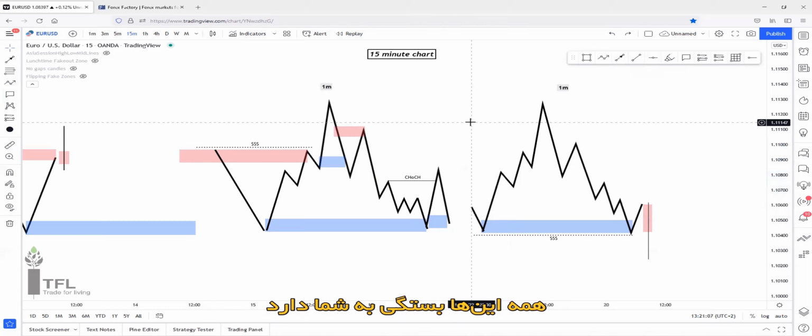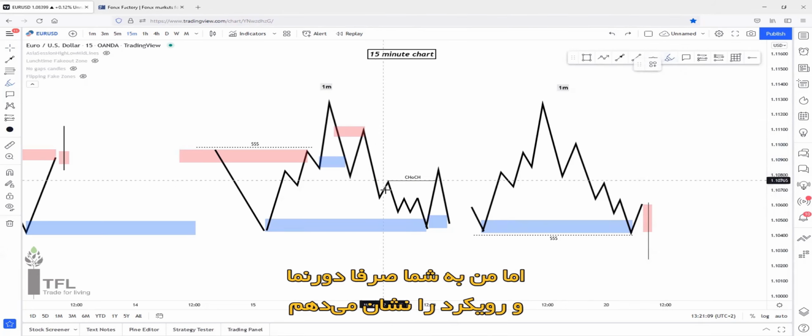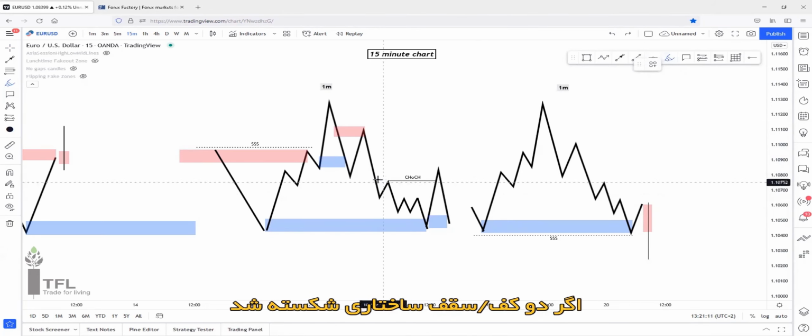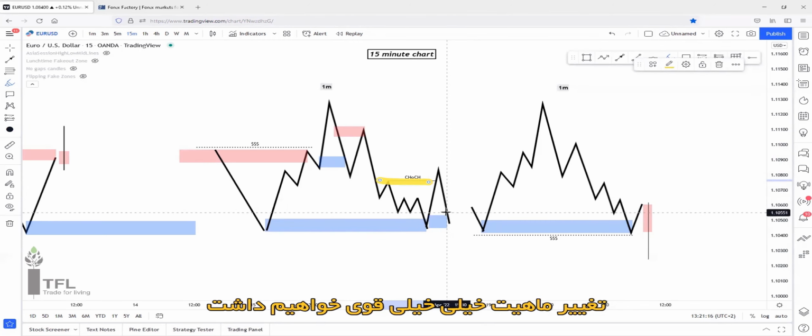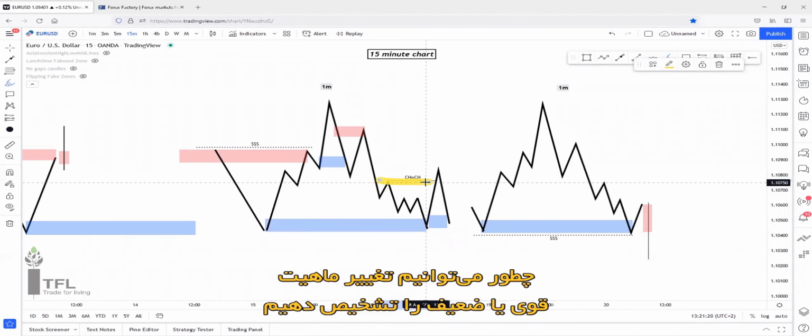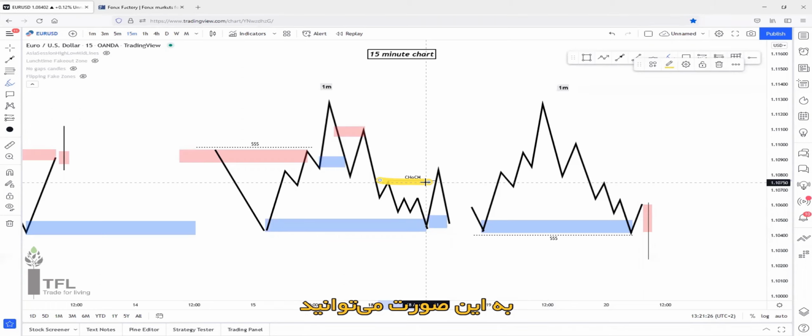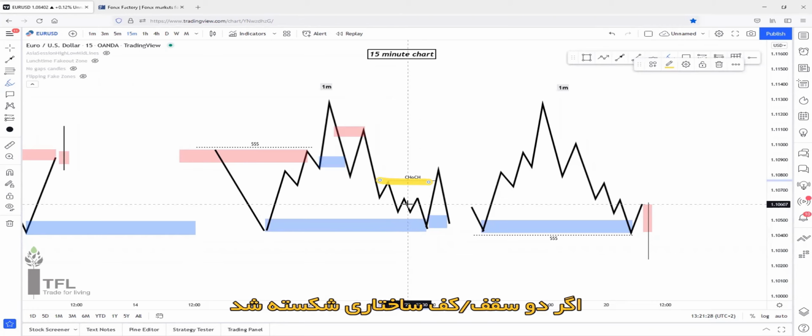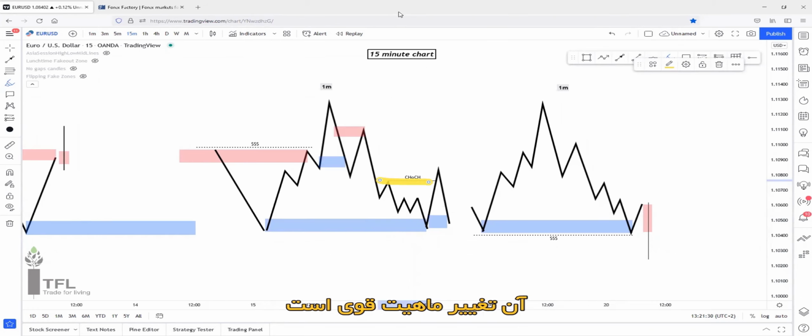It all depends on you, but I'm just showing you the perspective. And once again, if a double structural high/low is being broken, then that will be a real change of character. That will be a really, really strong change of character, because you've asked this question several times: hey, Flipping, how can we identify a strong and a weak change of character? And that's how you can. If a double structural high/low point is being broken, that will be a strong change of character.